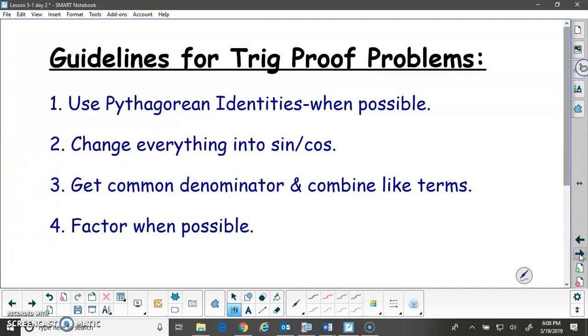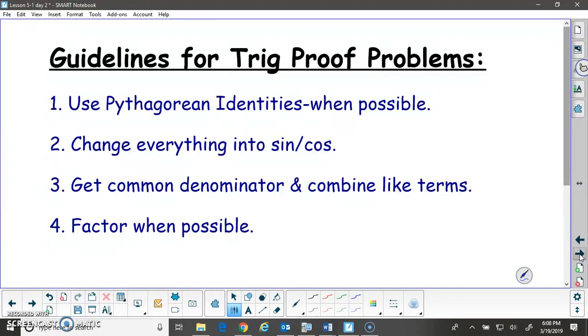The first thing we're always going to try to do is use a Pythagorean identity. Now sometimes we'll be able to do that right away. Sometimes maybe later in the problem. Sometimes we'll never be able to use one. So that's why I indicated to do this when possible.